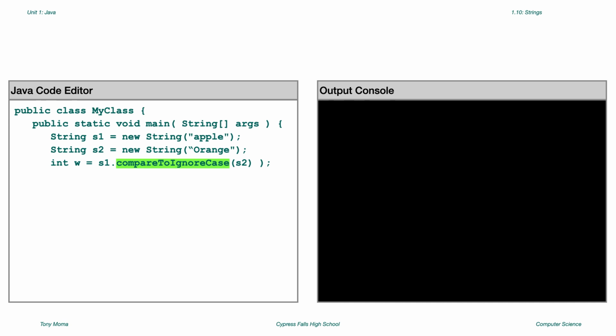The compareToIgnoreCase method works the same exact way that the compareTo method works, except it ignores the casing. It won't get affected by the fact that there's a mixture of upper and lower case. Thus, in this case, when we print out the results of the method, we get a negative number as expected because apple, which is s1, comes before orange, which is s2.